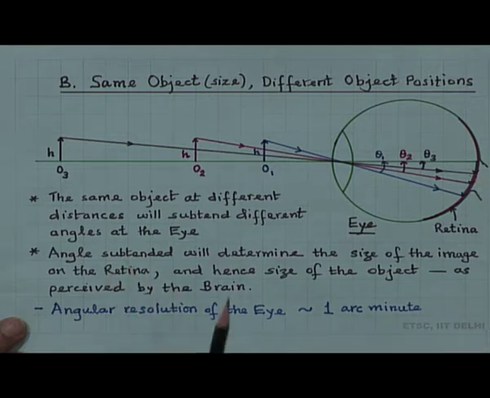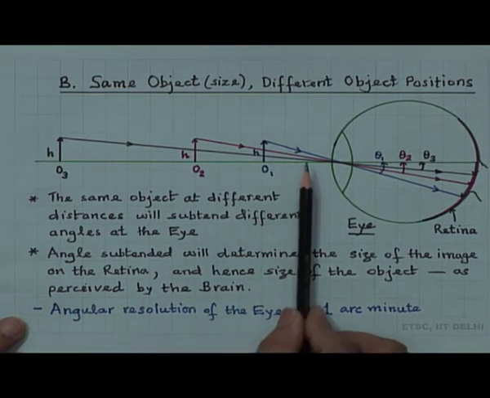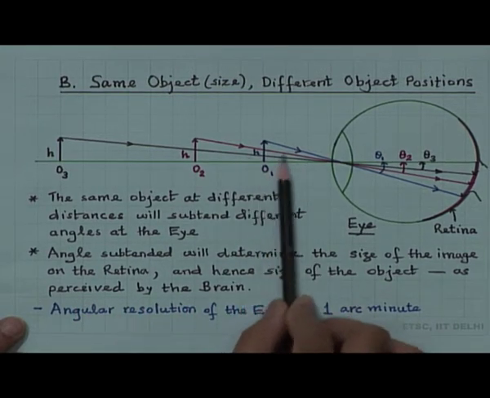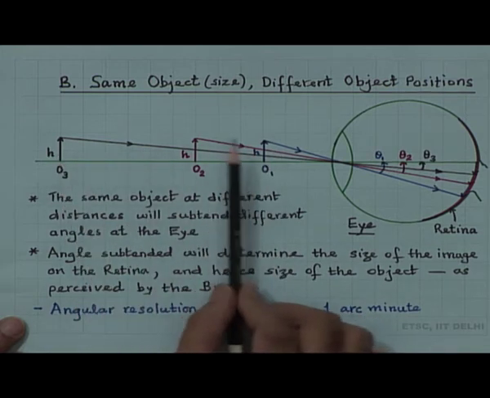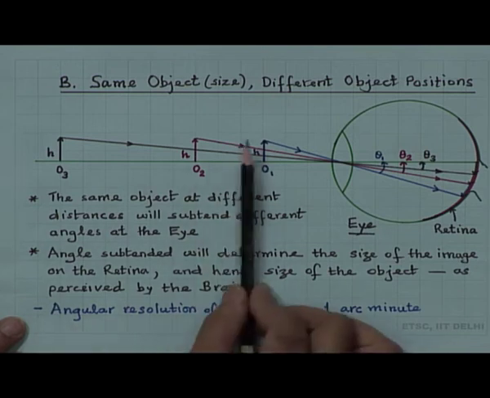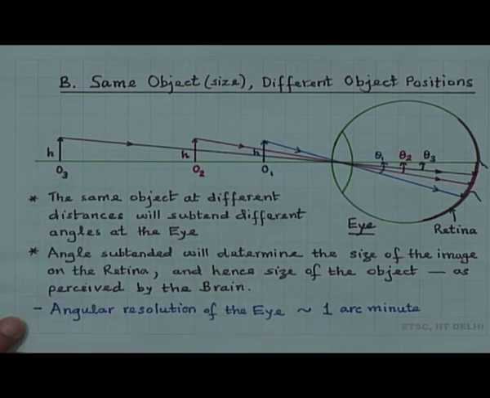So, the same object at different distances will subtend different angles at the eye. The angle subtended will determine the size of the image on the retina, and hence the size of the object as perceived by the brain. So, the object which is closer will appear bigger compared to the object which is far away, although it is the same object or an object of the same size.